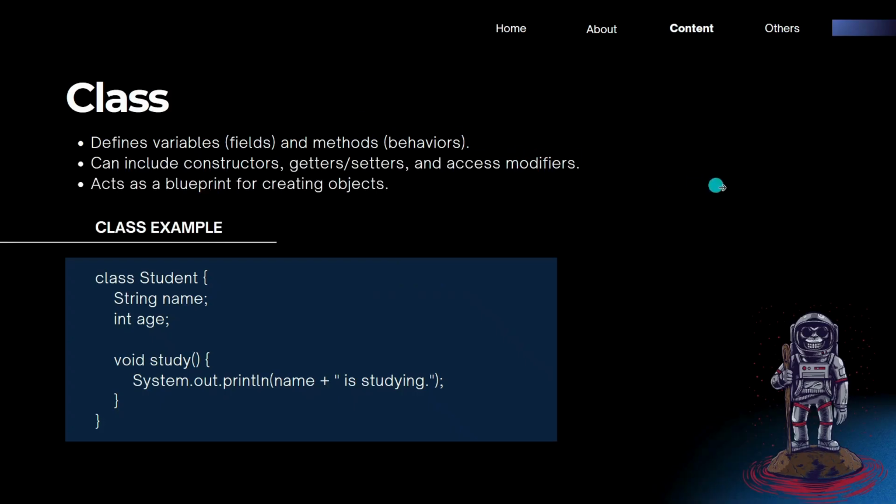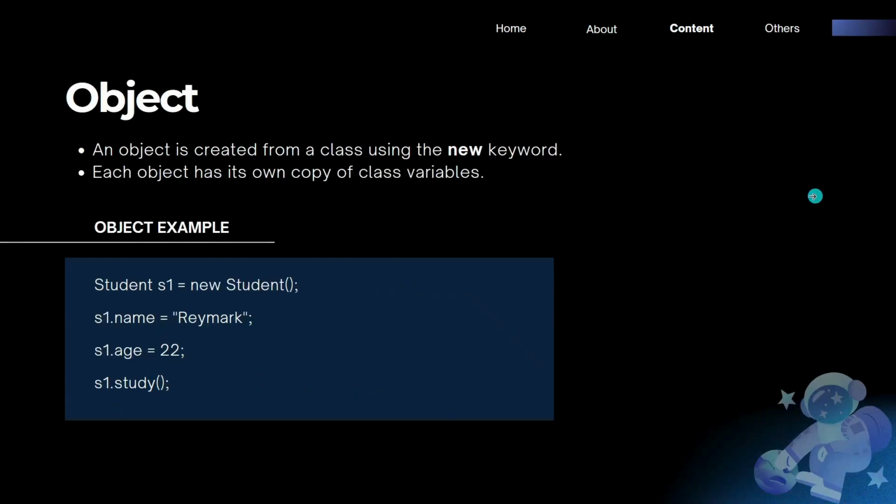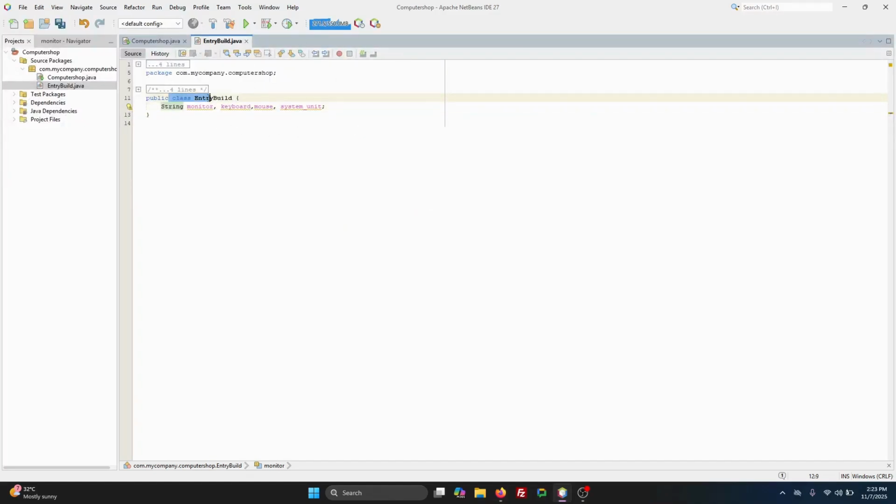How to create an object? So this is the blueprint, the class entry build. Take note that a class should start in a capital letter. And these are the variables that I will be using on my entry builds. I have different kinds of monitor, different kinds of keyboard, different kinds of mouse, and different kinds of mix or components of the system unit.